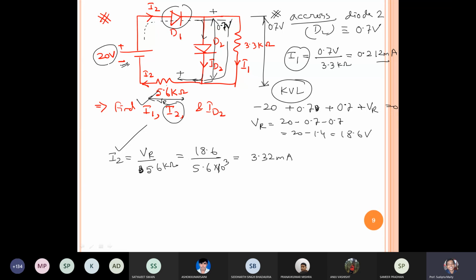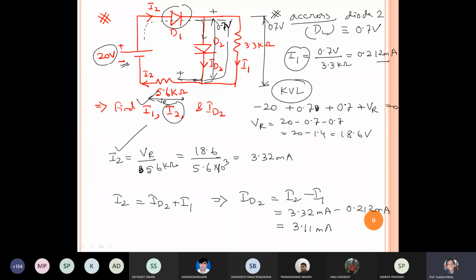I1 is known. I have to find ID2. Now I2 equals ID2 plus I1. So from this I can write ID2 equals I2 minus I1. So 3.32 milliampere minus 0.212 milliampere. So I will get approximately 3.11 milliampere, approximately up to 2 decimals. Is it clear for all students? Anybody facing any issue?